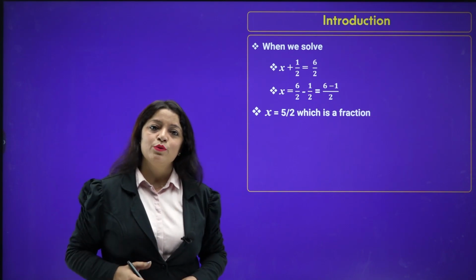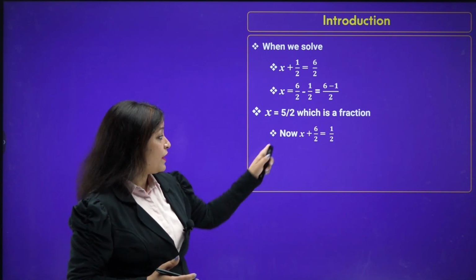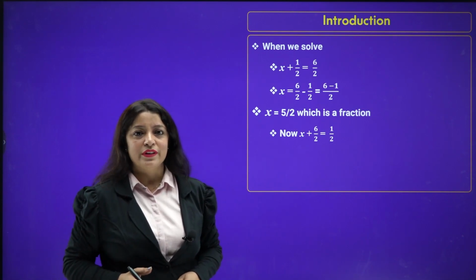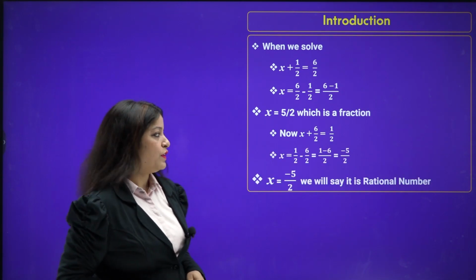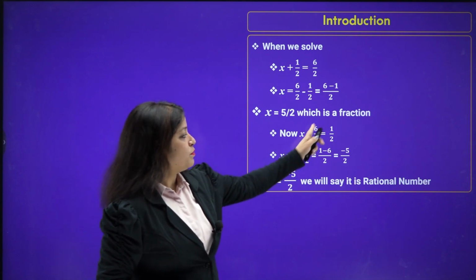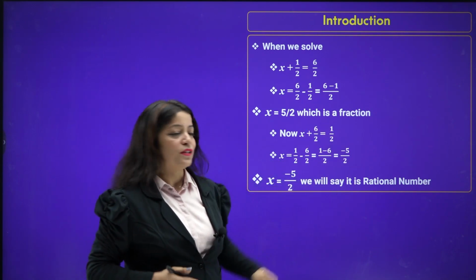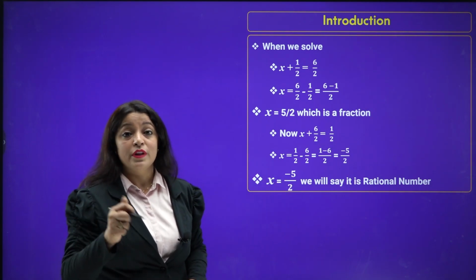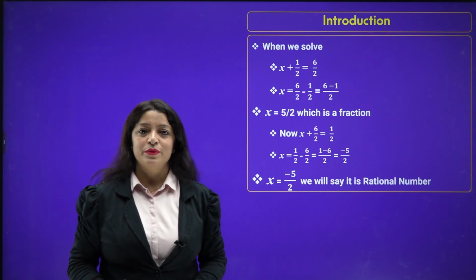And now 5 by 2 is a fraction. Also, let's see, if we have x plus 6 by 2 is 1 by 2, then how can we begin with this? We'll shift 6 by 2 to the other side, and what we get is 1 by 2 minus 6 by 2, and then you'll have 1 minus 6, that is minus 5 upon 2. And remember, minus 5 upon 2 is not a fraction, rather it is a rational number.